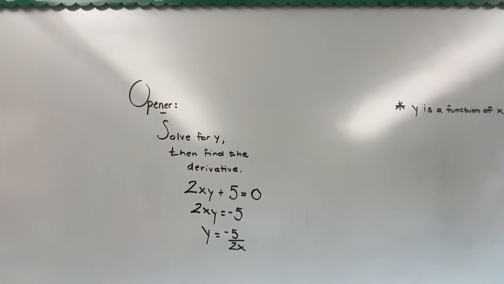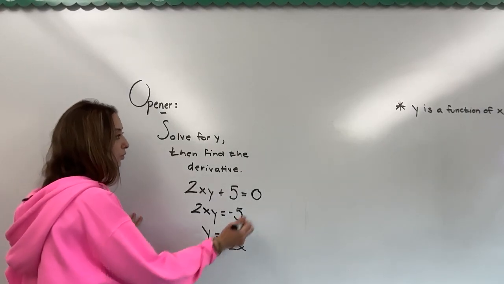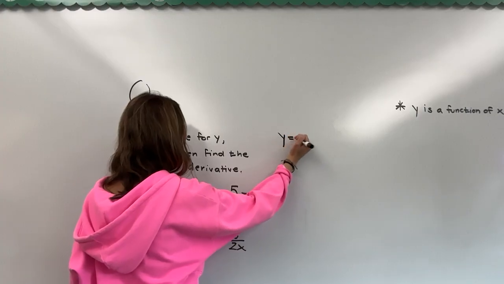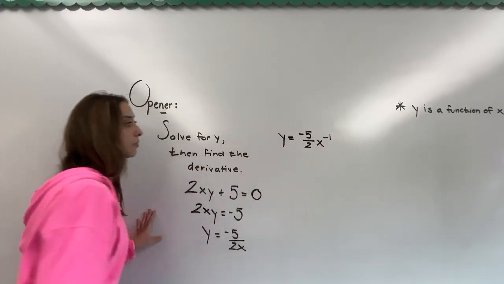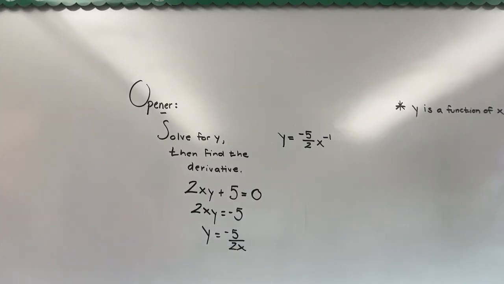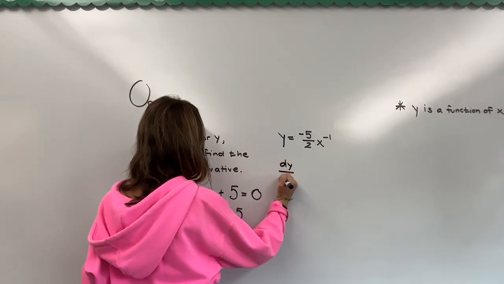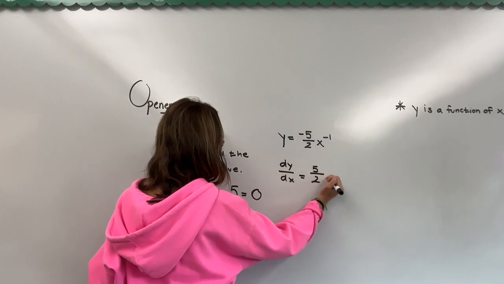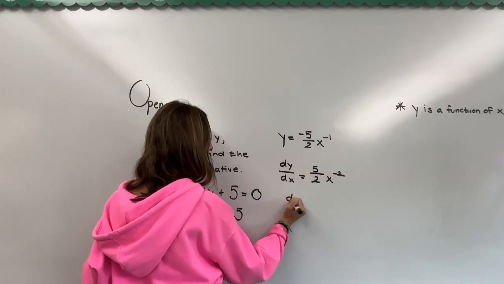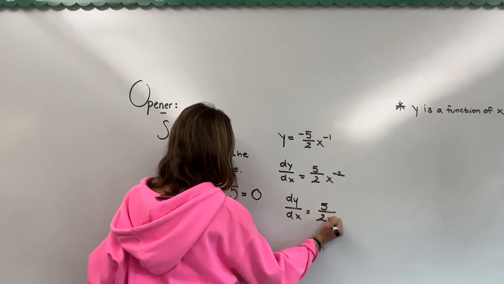But if we think about everything we've done prior to this, we know that we can avoid the quotient rule if I rewrite my function. I can rewrite it as negative 5 halves x to the negative 1. So I'm looking at just a simple constant multiple rule using our power rule as opposed to our quotient rule. So I can find dy dx to be negative 5 halves times negative 1, x to the negative 2. And rewriting, I have my derivative then as 5 over 2x squared.